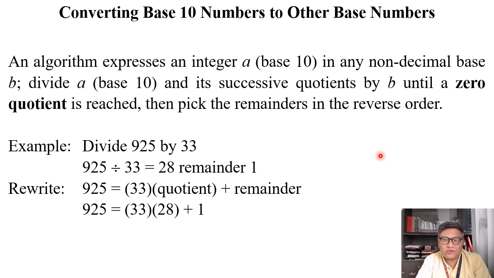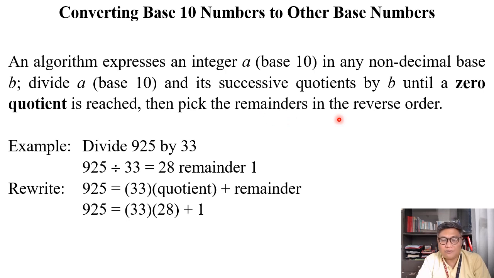So how are we going to convert the base 10 numbers to other base numbers? It's an algorithm that expresses our integer a, which is base 10, into a non-decimal base b. So we have to divide our number, which is base 10, by the base that we want to convert it to: if it's base 2, divide by 2; if it's base 8, divide by 8; and if it's base 16, divide by 16. Then we divide its successive quotients by b until a zero quotient is reached. This is where we stop the process, then we pick the remainders in the reverse order. So this is the rule.